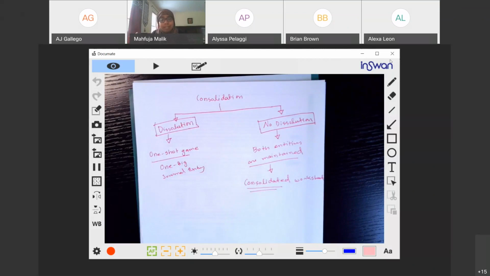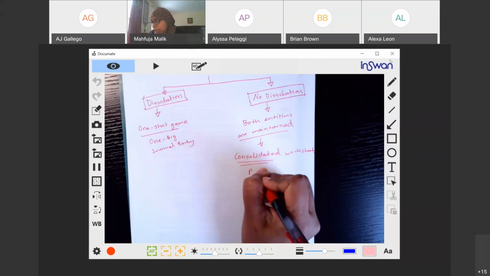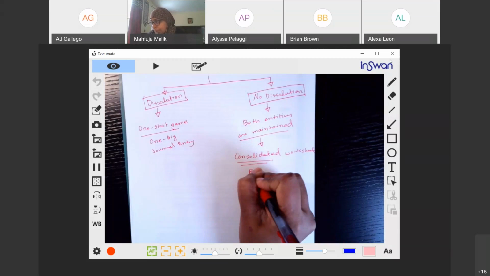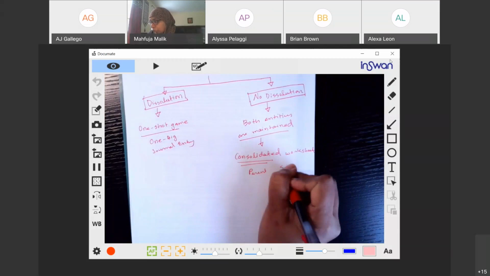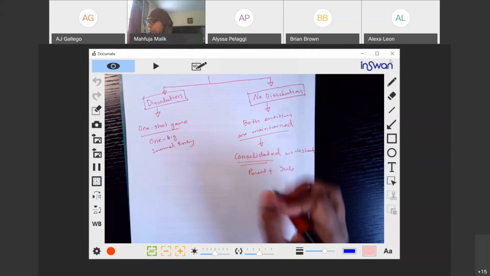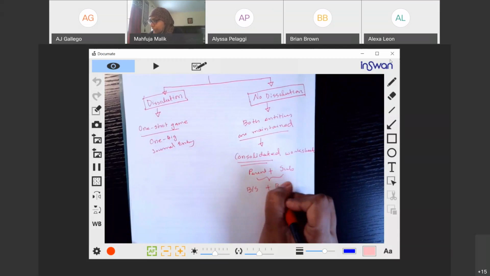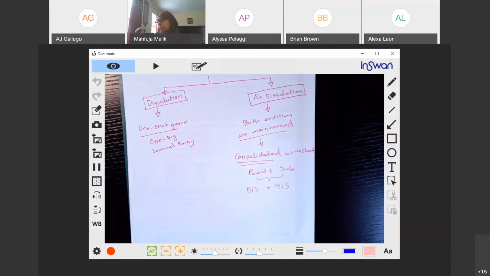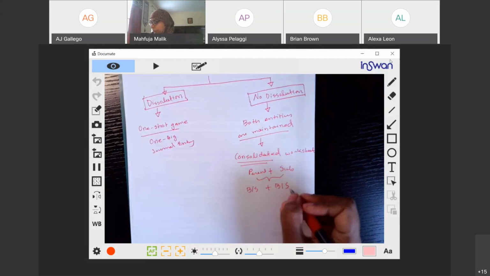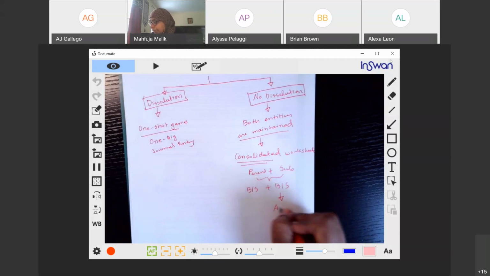So basically, consolidation means you have to add two parties' financial statements, which we will call parent and sub. So this addition means we're going to add balance sheet to balance sheet. But again, for this balance sheet part, the subsidiary's items that we will be adding are basically their assets and liabilities.